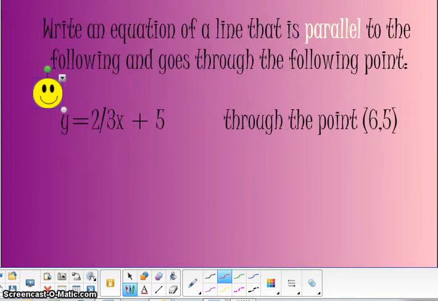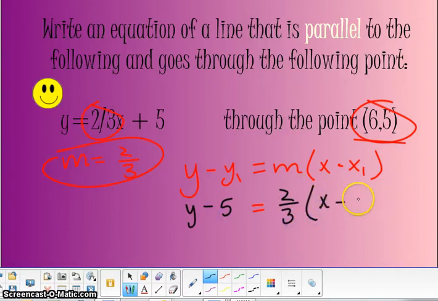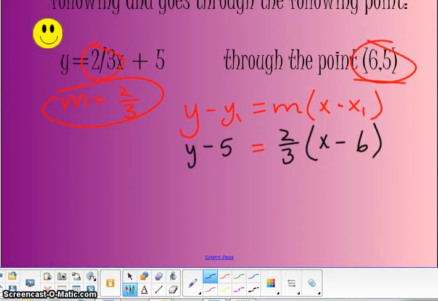So now let's write an equation of a line that's parallel to the following and goes through the point (6, 5). So the slope we can take from here. Slope is 2/3. We also know that a formula that we have learned already is called the point slope form. In this case, we have slope and we have a point. So let's go ahead and use the point slope form. And after you plug in numbers, y minus 5 equals 2/3 times x minus 6 is the point slope form.